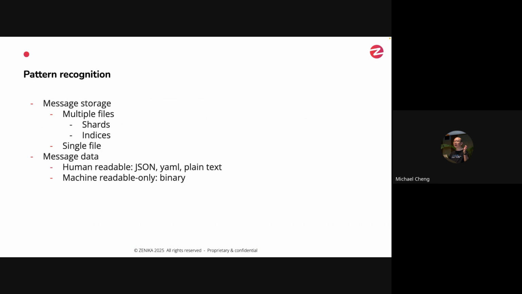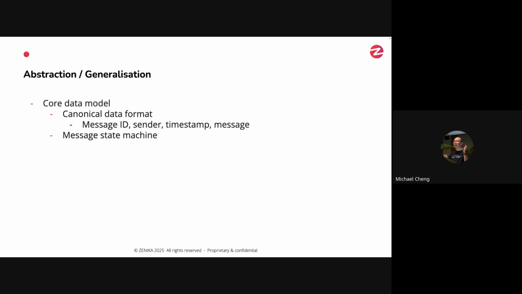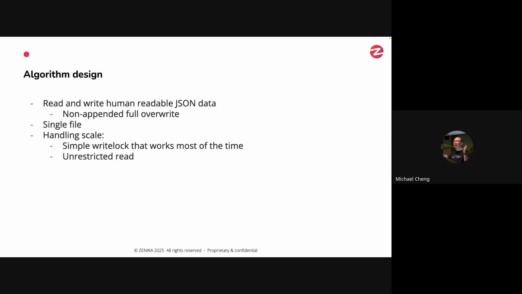And how we're going to store the message itself, there are also multiple ways. You could store it in memory, in a single file, or in multiple files. And the message data itself, you can store in different formats as well. It can be human readable, like JSON, YAML, plain text, or machine readable only, like binary. And then the data model, we're going to follow what we said earlier on.